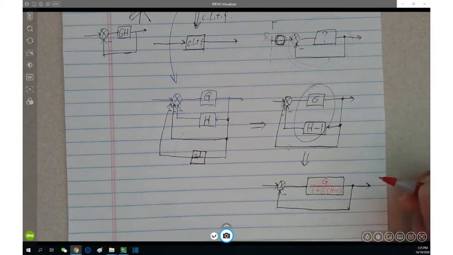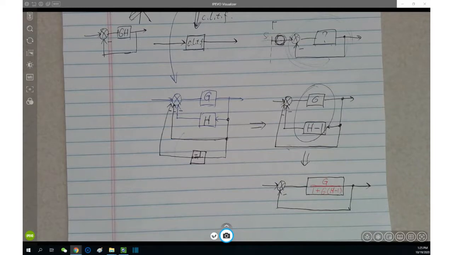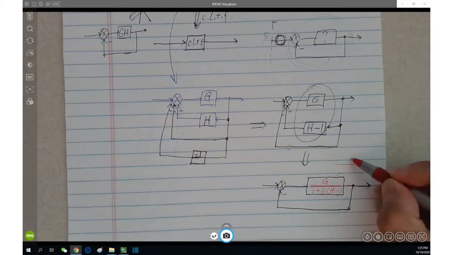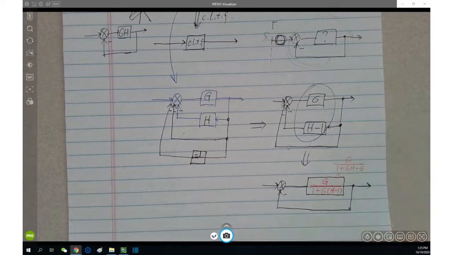This is the algorithm for a feedback system. Of course, it also equals G over 1 plus GH minus G, right? And then the same thing. So this is the resulting equivalent unity feedback system. Unity feedback system. And of course, be very careful which is which.